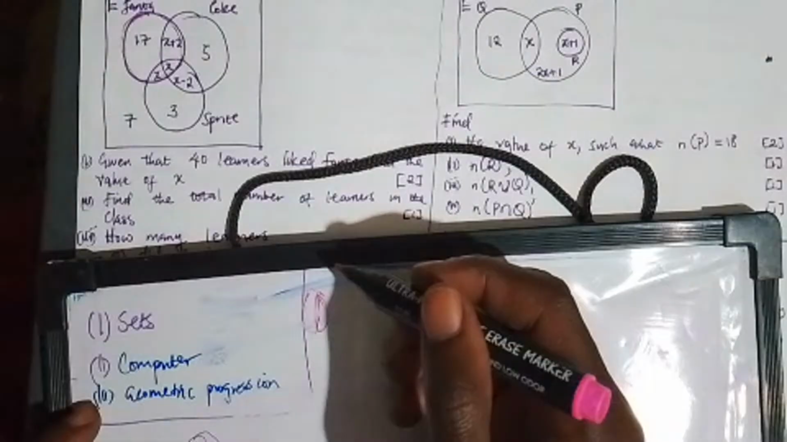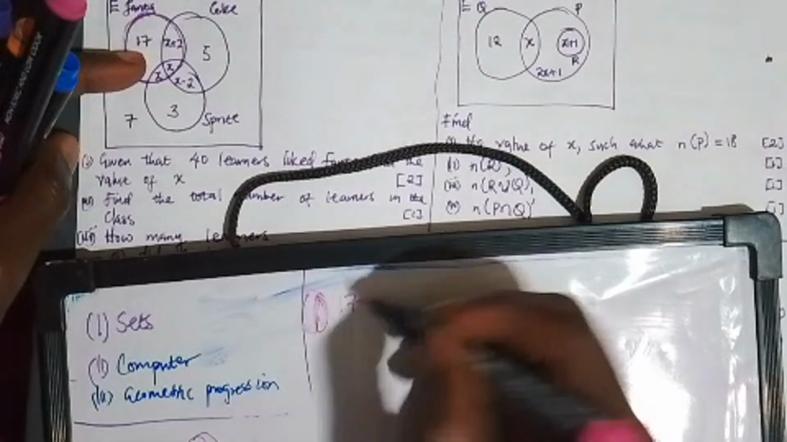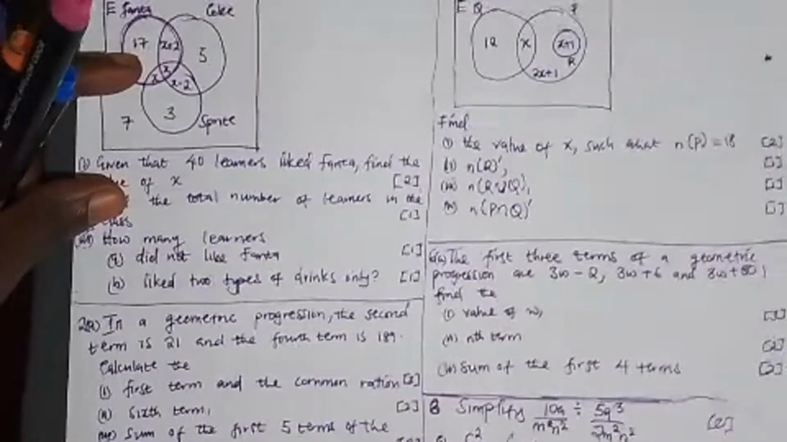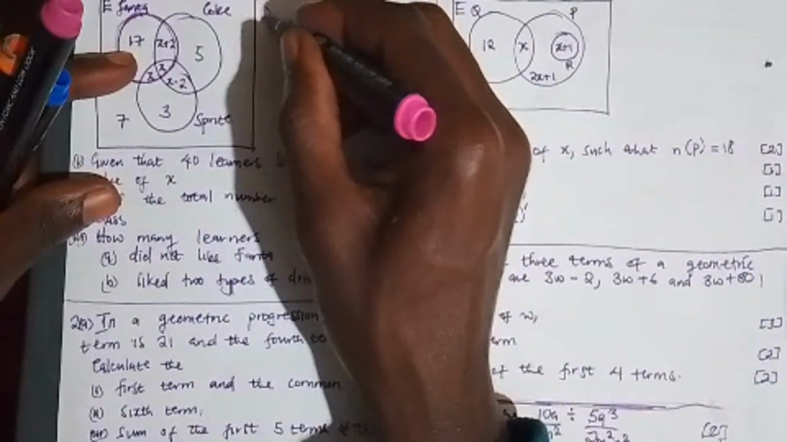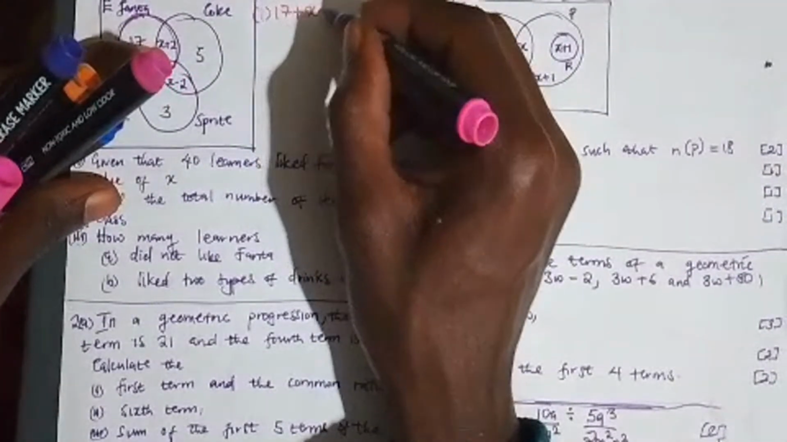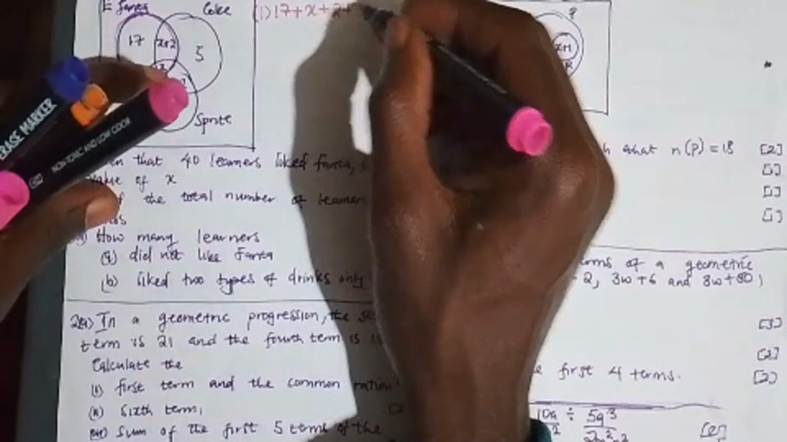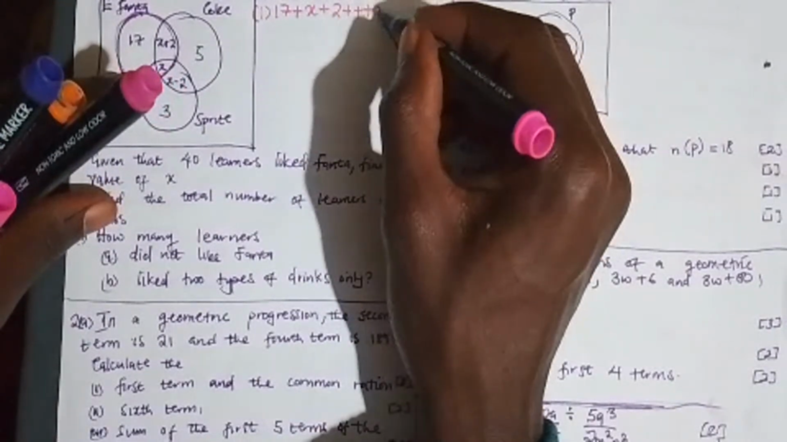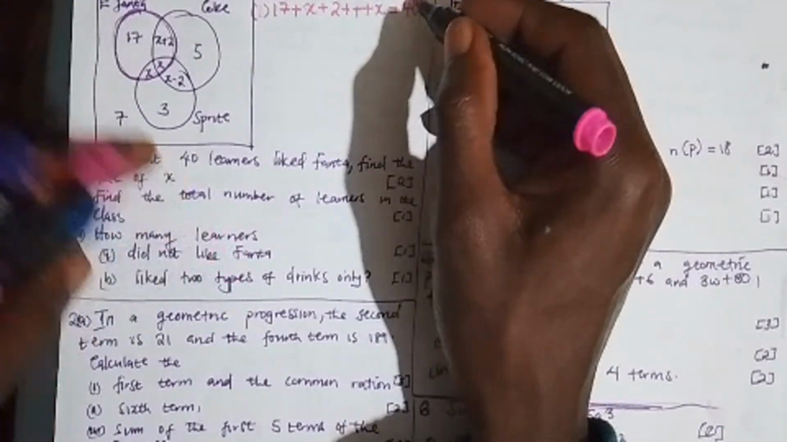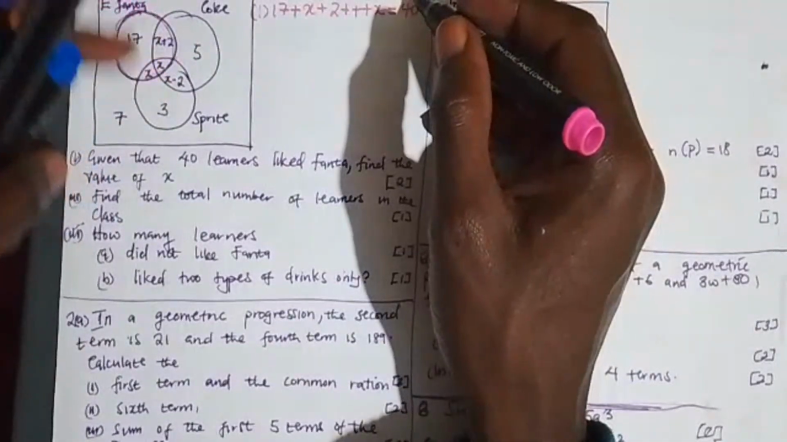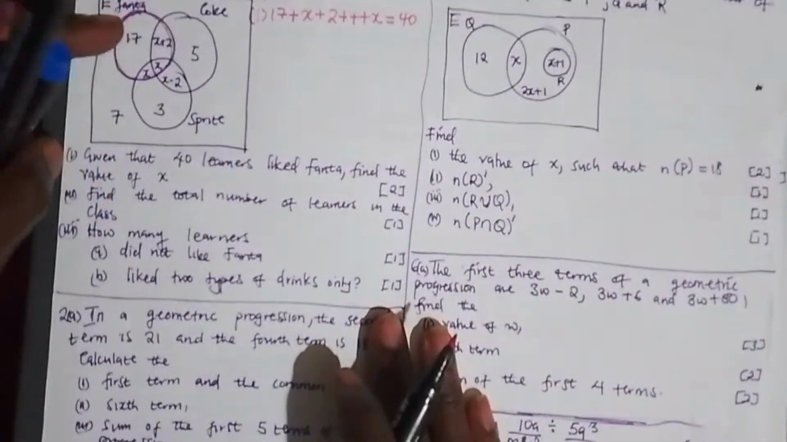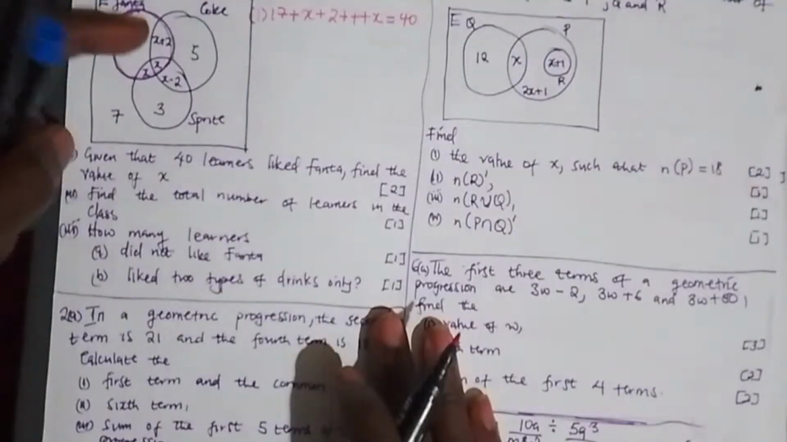Yeah, so this is our first question. We are going to say question 1: 17 plus x plus 2 plus x plus x is equal to what? 40. So just take whatever is in this set. Don't take anything else, because they just said whatever is in Fanta.